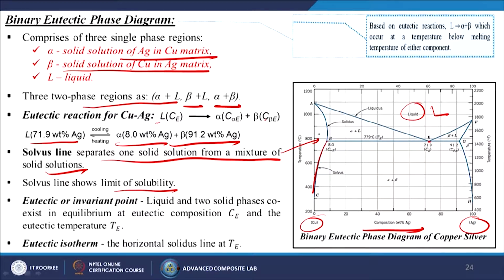At the eutectic or invariant point, liquid and 2 solid phases coexist in equilibrium at the eutectic composition Ce and the eutectic temperature Te. Ce is at this particular point and this is Te, that is 779 degree centigrade. The eutectic isotherm is the horizontal solidus line at Te. This is known as the eutectic isotherm.